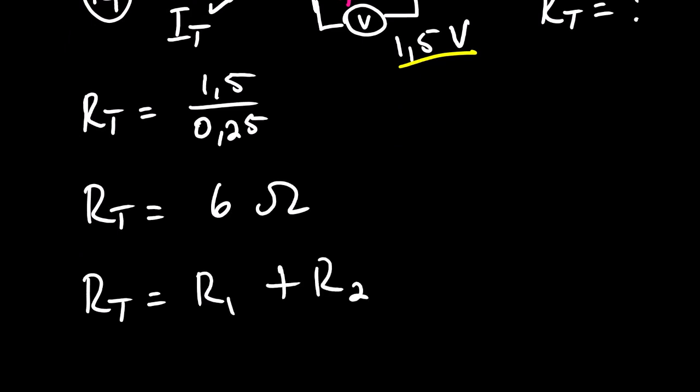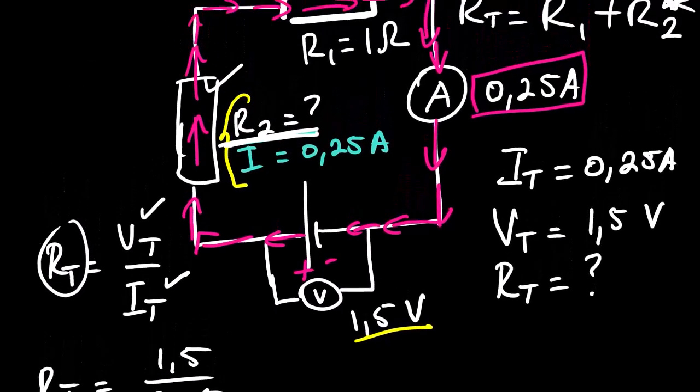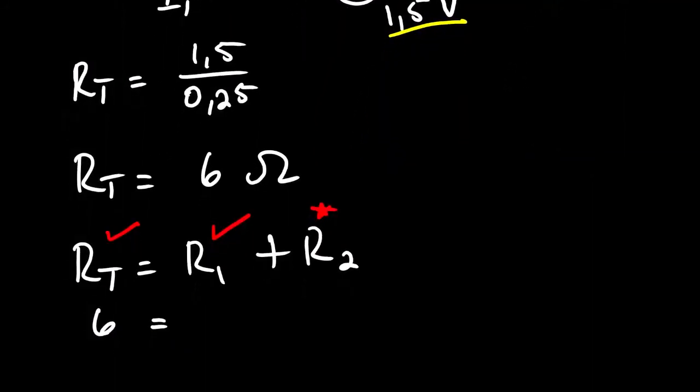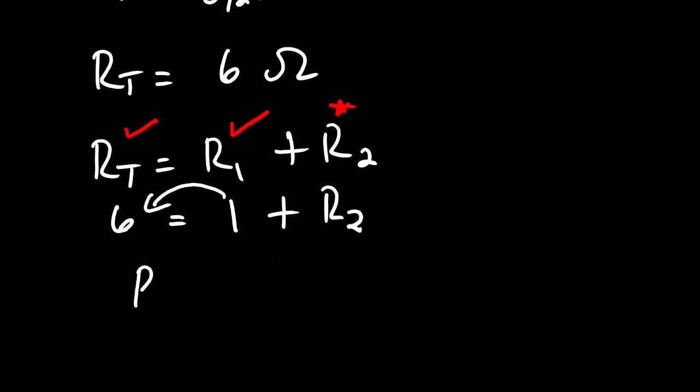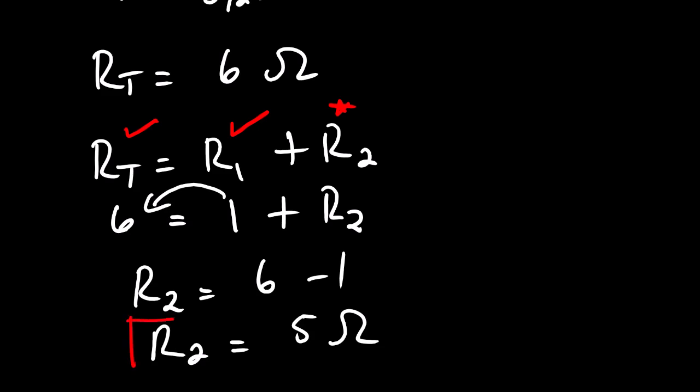Now from here we can use this equation, R1 plus R2. We know that we have two resistors. Now look, we have this, we have this, we are looking for this. So RT is 6, and R1 we are given is 1 ohm, plus R2. Then transposing this to the other side, we have R2 is equals to 6 minus 1. So it simply means that R2 is equals to 5 ohms. We are done with this question.